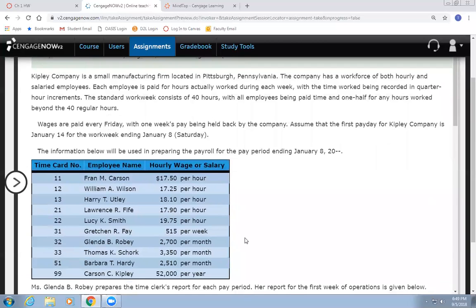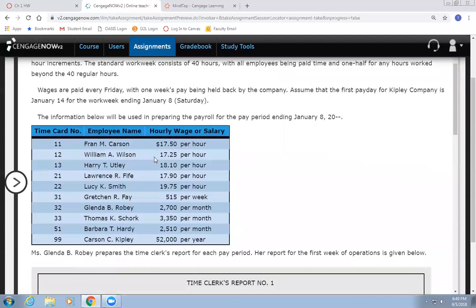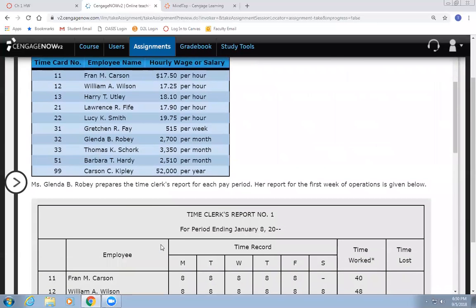So wages are paid every Friday. The first payday is January 14th, and this is showing the work week ended January 8th. As you can see, we have several hourly employees, a weekly employee, people that have a monthly, and then even an annual salary. Why that matters is, again, it matters how we calculate overtime.